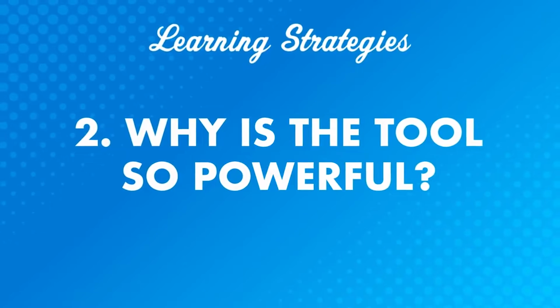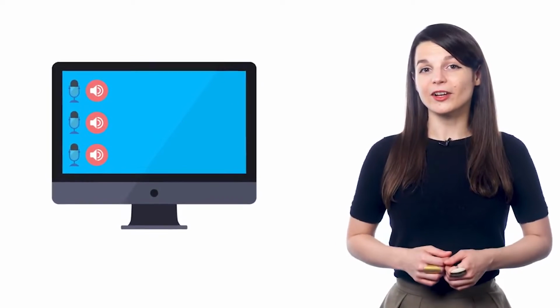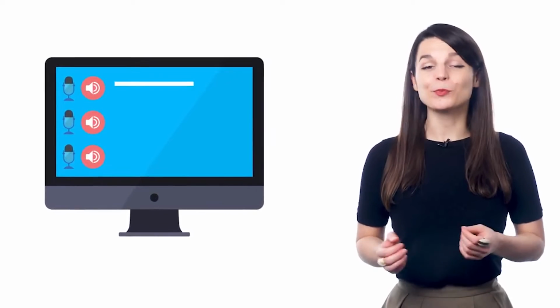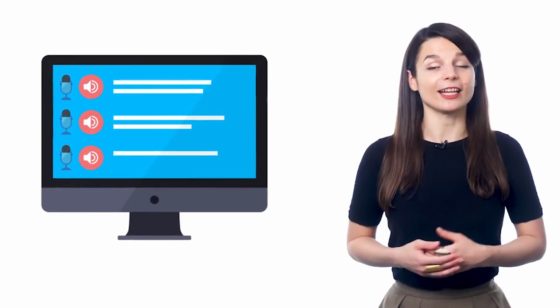Number 2. Why is the tool so powerful? For example, let's look at how you can use it to improve your speaking skills. When you listen to a lesson, use the dialogue to read along. As you listen, speak out loud along with the lesson. Repeat what you hear. The dialogue tool makes mastering conversations super easy. It breaks down the lesson conversations one line at a time.